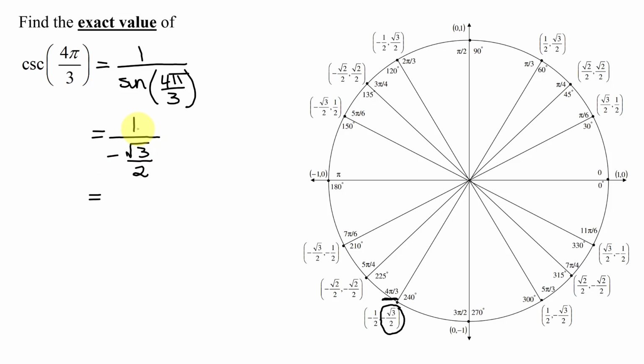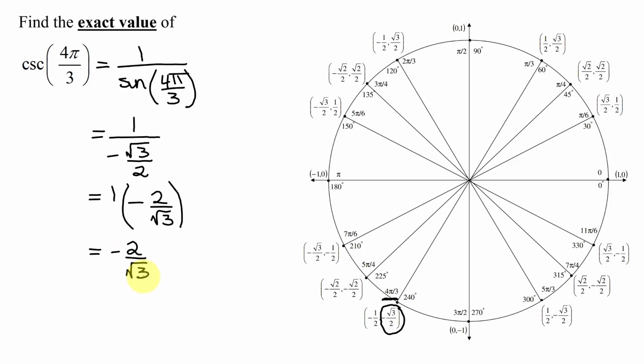Now, simplifying this expression, I have 1, and then how do you divide by a fraction? You multiply by the reciprocal. How do you take the reciprocal of a fraction? You just flip it upside down. So I'm going to get negative 2 divided by the square root of 3. And 1 times negative 2 divided by the square root of 3 is just negative 2 divided by the square root of 3.